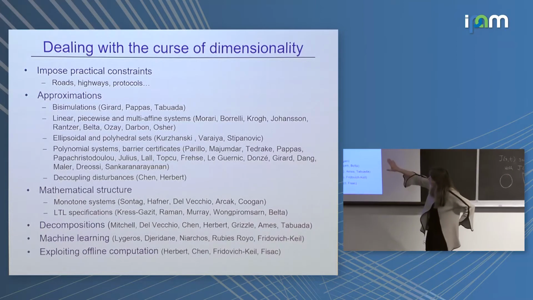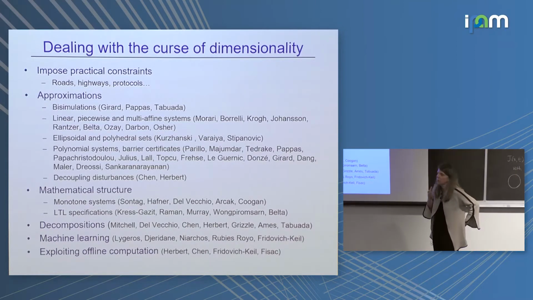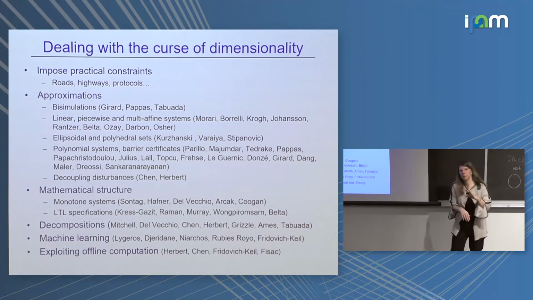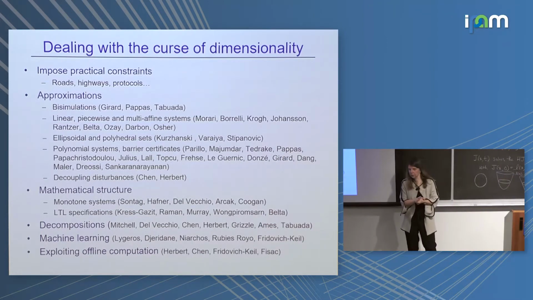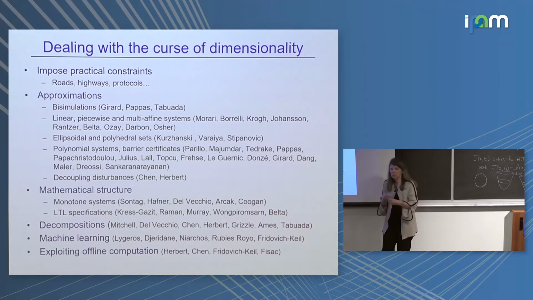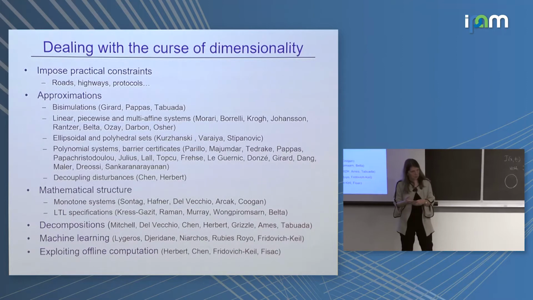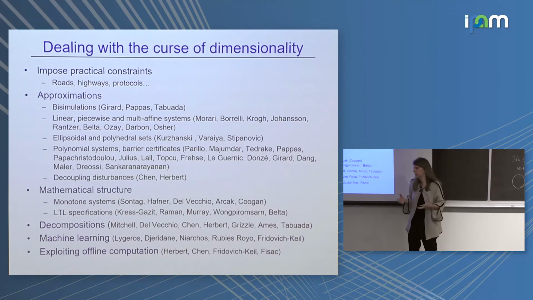So a lot of people have worked on not just Hamilton-Jacobi methods, but computing reachable sets for different kinds of systems in general. So in these approximations, there's a lot of work by people who assume the dynamics are linear, or assume that the sets are polyhedral or ellipsoidal, and then over-approximate the dynamics with linear, so that you can essentially solve some of these problems analytically. And so that's been done.